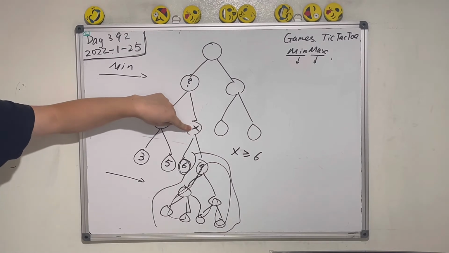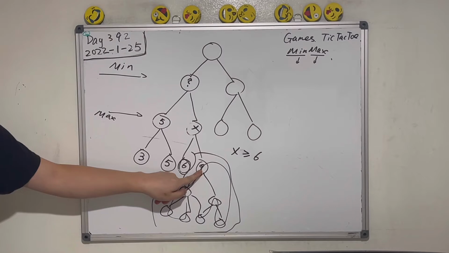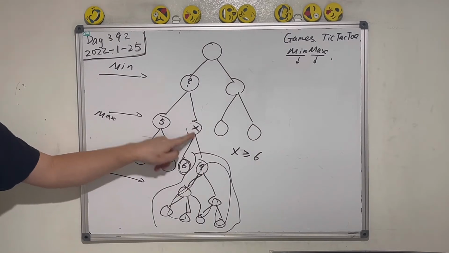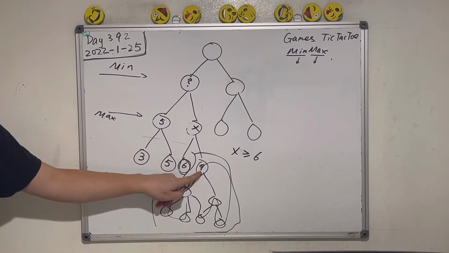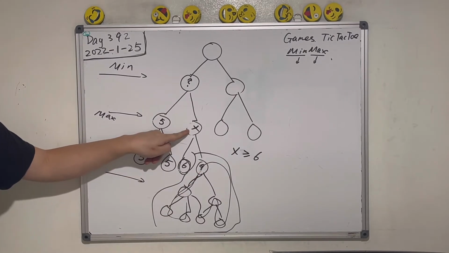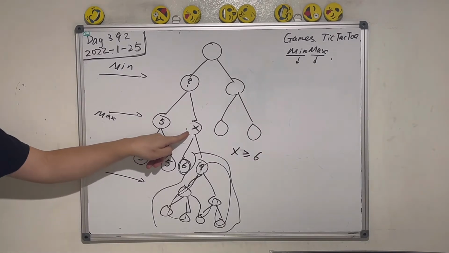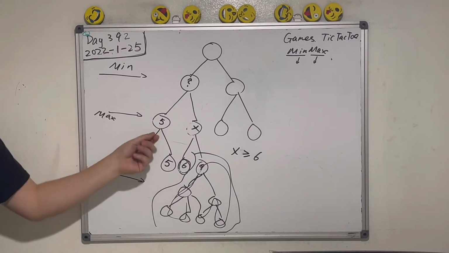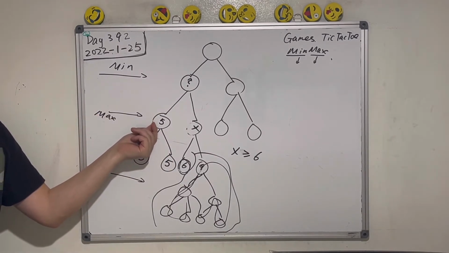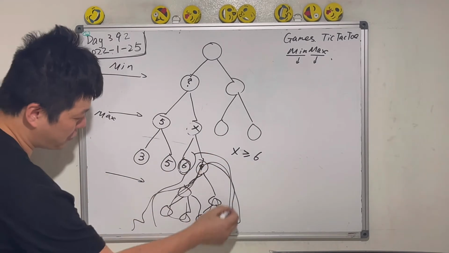This value x is bigger than 6, no matter what value you put here. If you put 100, then it's bigger than 100. If you put minus 5, minus 100, this value is 6. So if I want to get the minimum of these two, I have 5 here. So I don't care what value is in this tree. This could be huge.